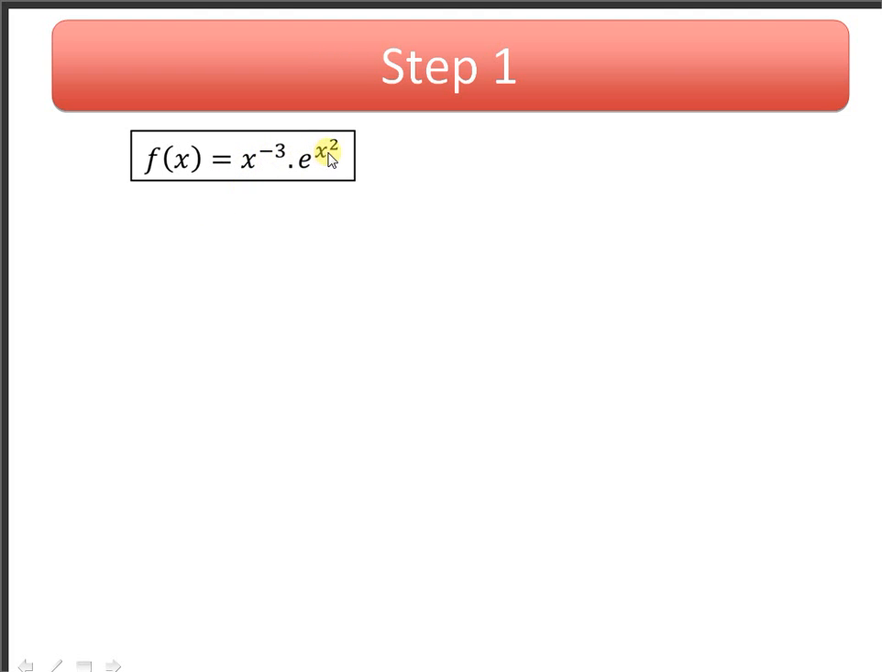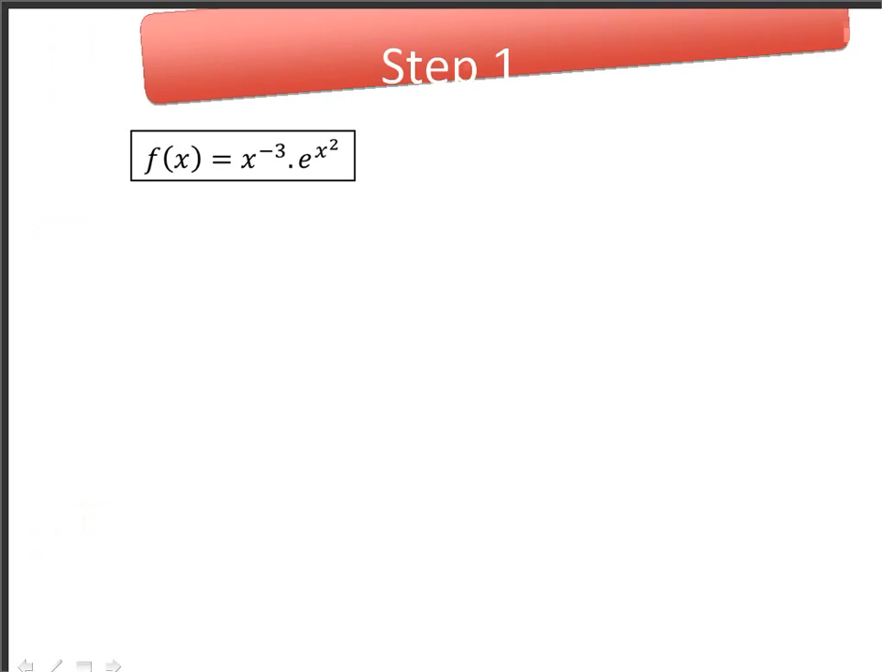We notice that our f(x) value has two parts, e to the power of x squared and x to the power of minus 3. We also notice that they are multiplied by each other. To get the derivative of a function where two values are multiplied by each other, we use the product rule. To make this rule easier to explain, I'm going to put our x to the power of minus 3 equal to u and our e to the power of x squared equal to v, so that in the end I'm left with f(x) or y is equal to u times v. Now we can find the derivative of f(x) by using the product rule.